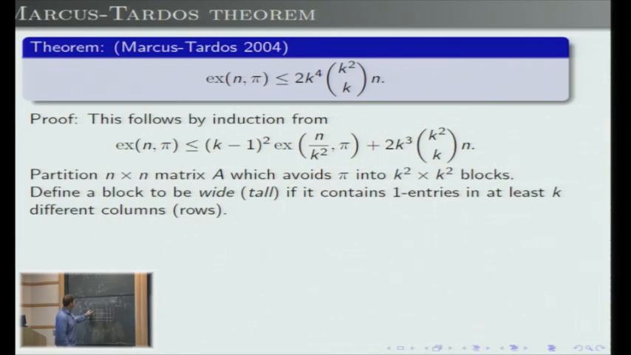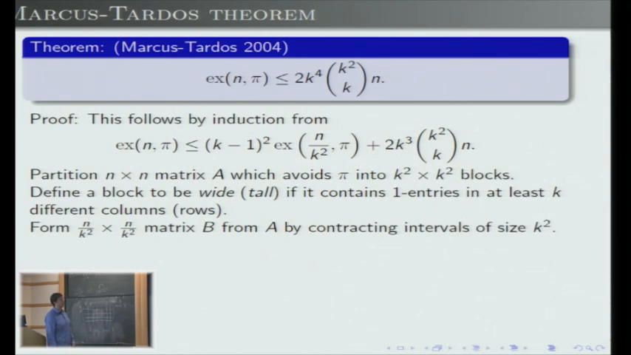Now you're going to define one of these k squared by k squared blocks to be wide if at least k columns of it, of the k squared, have a 1 in that column, at least one. So that's what a wide block is. And a tall block is defined similarly, at least k rows that have a 1 in them. So that's wide and tall. And now do this contraction. So you contract all these intervals, and you get an n over k squared by n over k squared matrix B, which avoids pi as well.